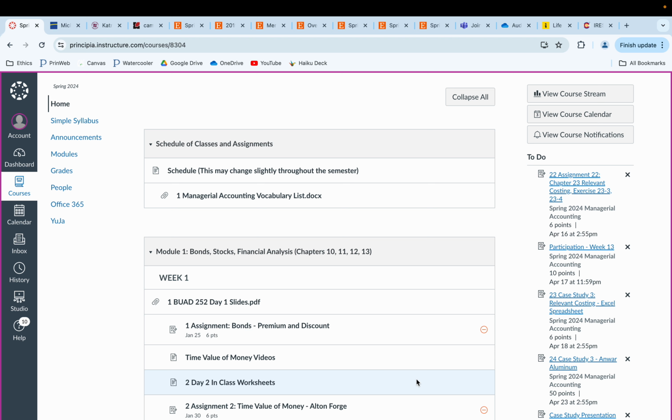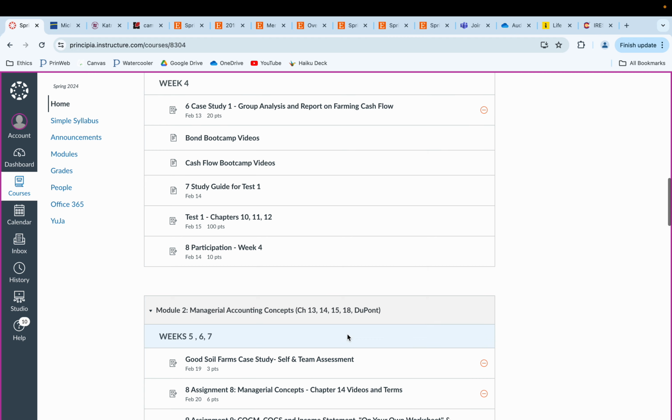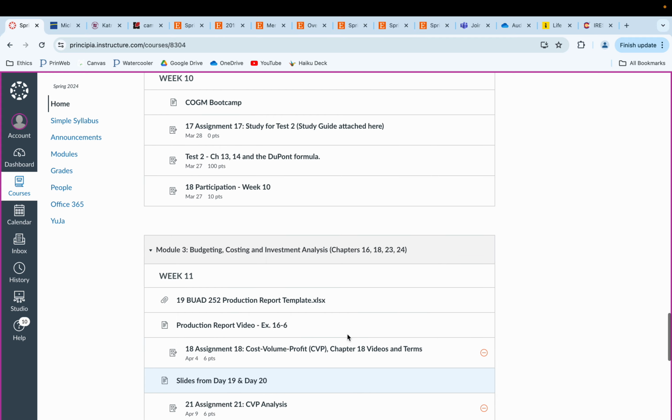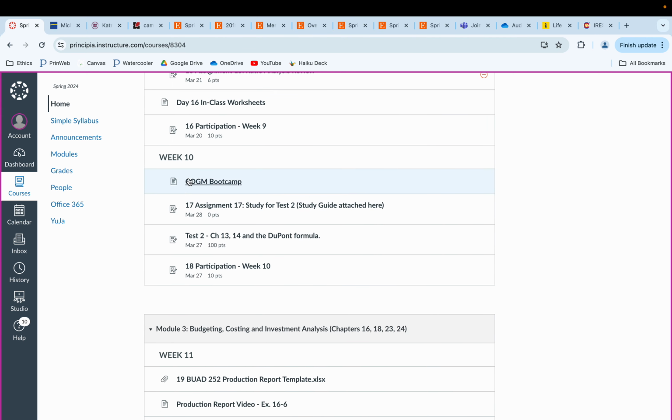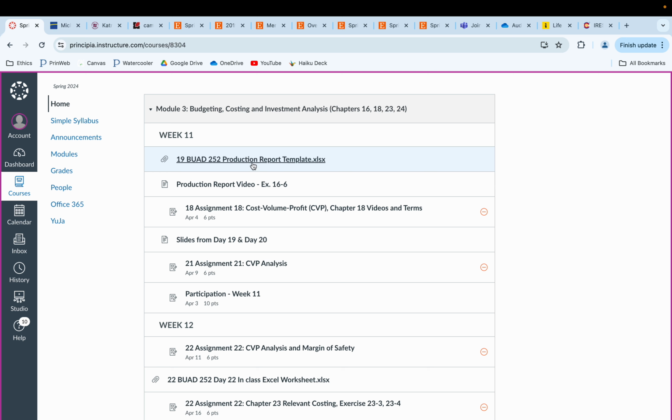So test number 3. This will be the next one coming up, and I wanted to just show you what's available on Canvas to help you get ready for test number 3 once you're done with test number 2. So here's our Canvas view, and test number 2 is up here, then we're getting into module number 3, week 11. So the big thing for test number 3 is basically this production report.